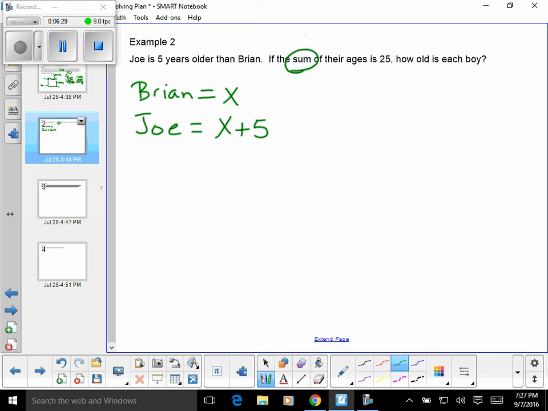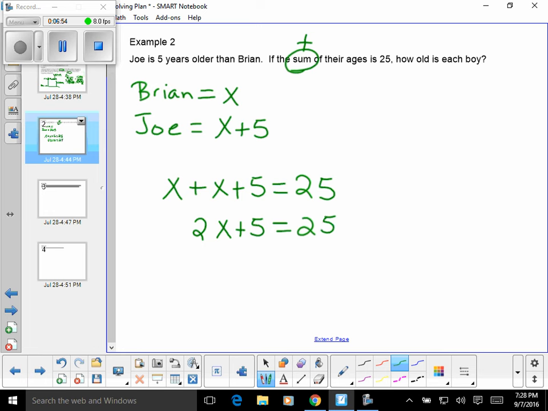The sum is addition. So if we add Brian's age plus Joe's age, we should have 25. We've added like terms before this year. X plus X means we have 2X. We also have the plus 5, and it equals 25. And here again, we're going back to what you learned last year to solve this equation.